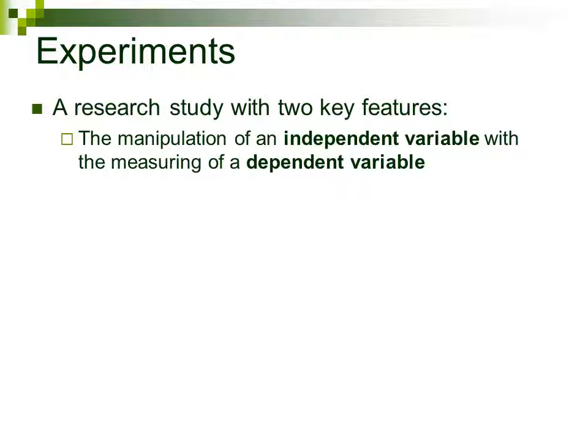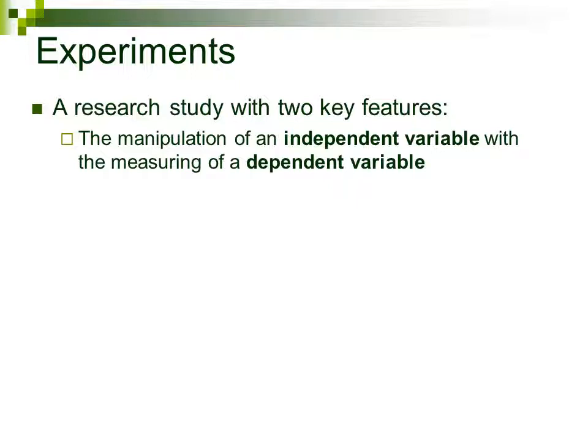So let's use our example of video games and aggression. If we were to run this kind of study using an experiment, we would have the independent variable be the number of hours a week people spend playing video games. We might assign half of our participants to play 2 hours of video games a week and the other half to play 10 hours of video games a week. That's what it means to manipulate an independent variable.